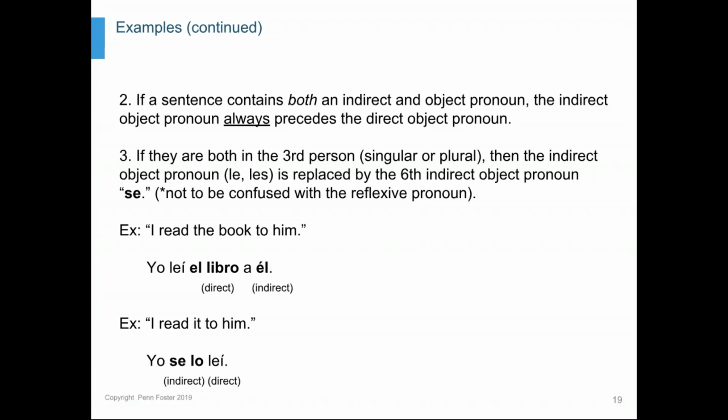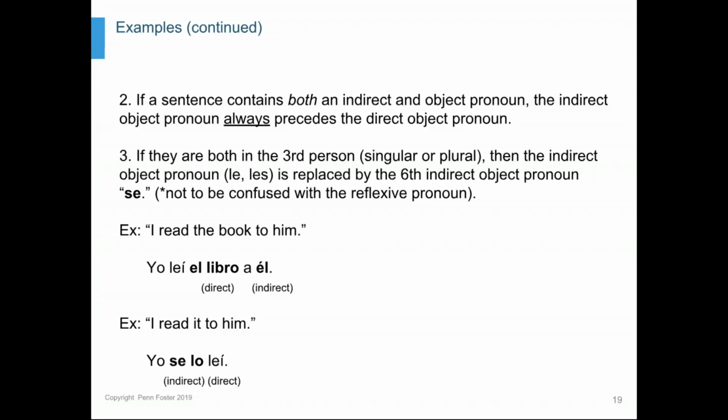All right, so when we say I read the book to him, the book gets replaced by lo. That's a direct object. Lo is a direct object pronoun that relates to it. Him is whom the book is read to, so he is the indirect object. That's going to get replaced initially by le if you go back to your chart on one of the previous slides.